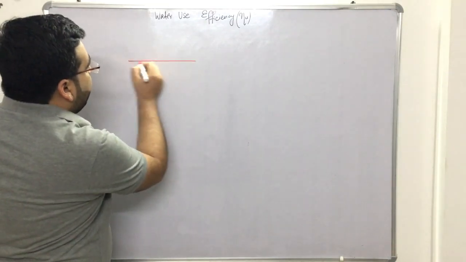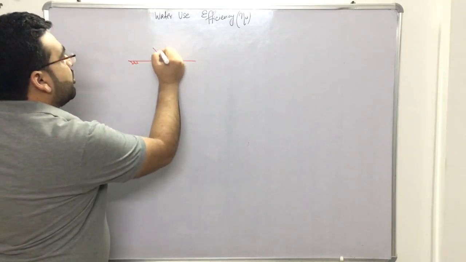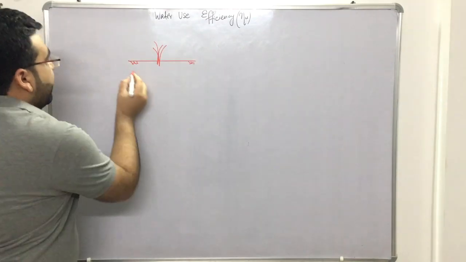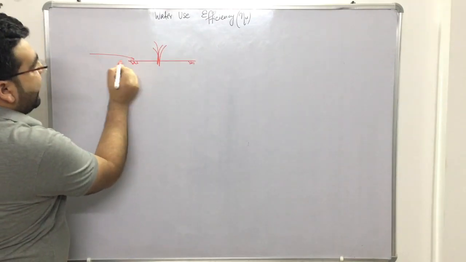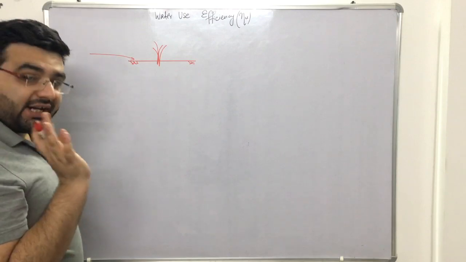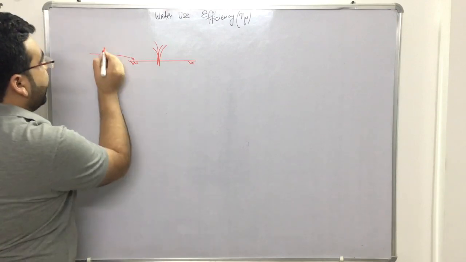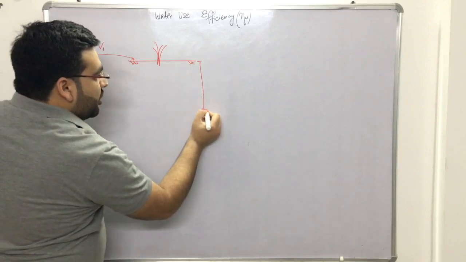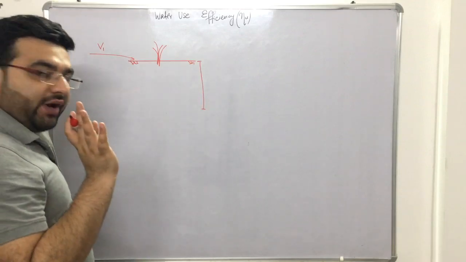Let's say this was the ground level, right? This is our crop. This crop can be wheat or maize or whatever, right? Now whatever water has been supplied to the plant, let us say it is V1, right? Now this is the root zone. So water has been stored by the root zone, right?